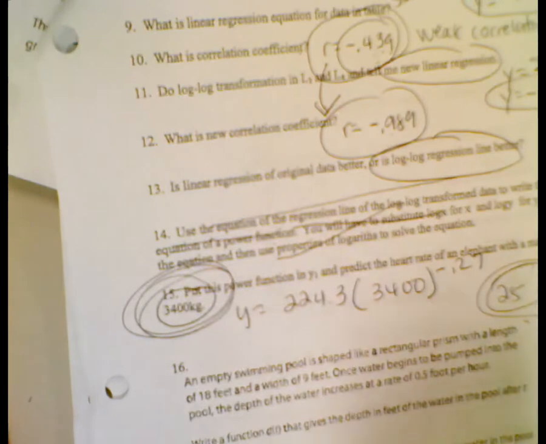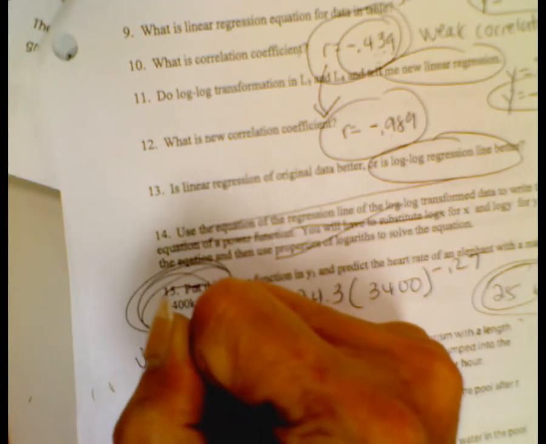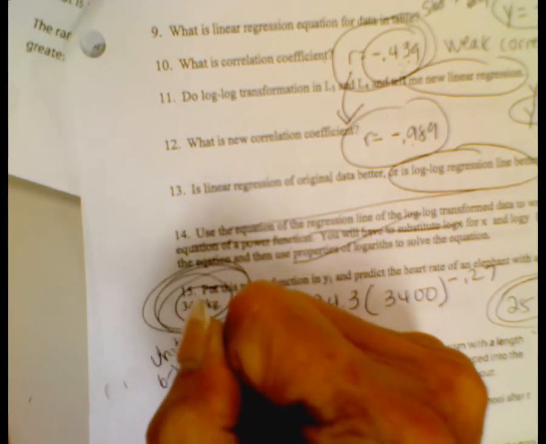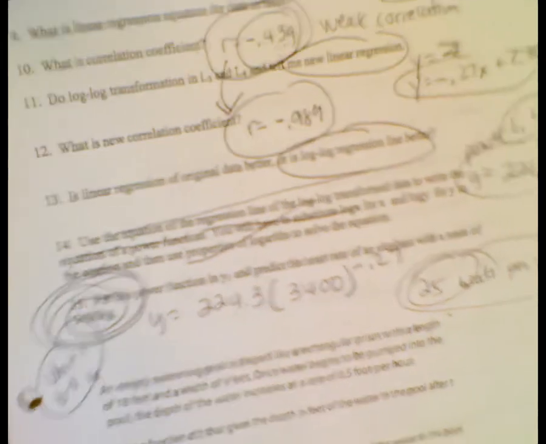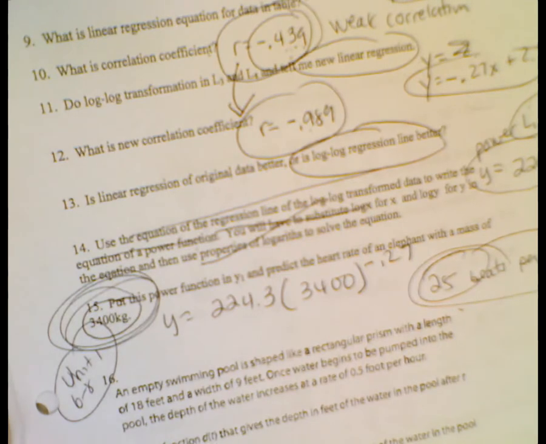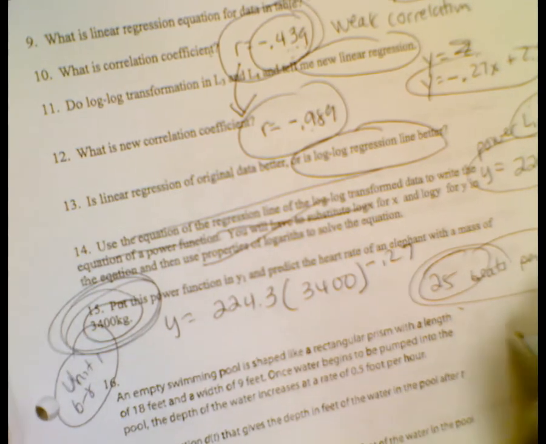Okay, we're starting with number 16 now on the Unit 1 review, section 6 through 8. This is our fourth video, starting at 16. All right, an empty swimming pool is shaped like a rectangular prism.